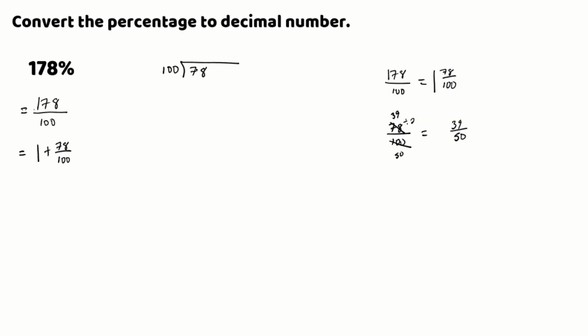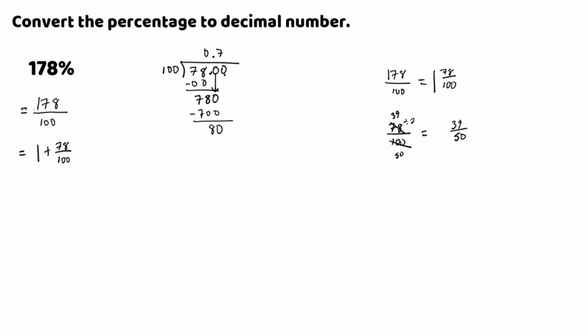100 can't go into 78, so we're going to add a 0. 0 times 100 is 0. 78 subtract 0 gives us 78. Add in our decimal point, add in my 0, change 78 to 780. 100 goes into 780 7 times. 7 times 100 gives us 700. 780 subtract 700 gives us a difference of 80.